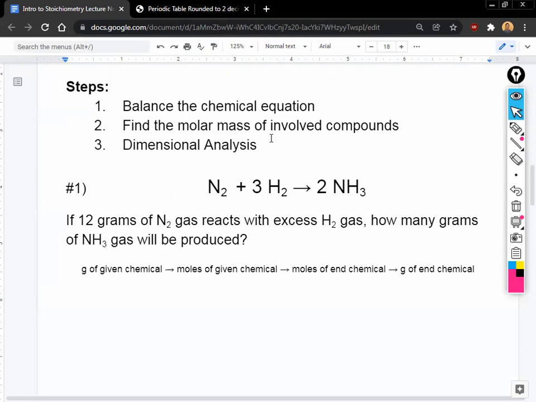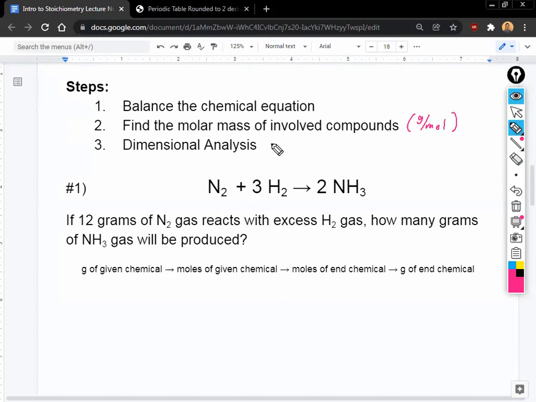Step 2, we want to find the molar mass of the involved compounds. Remember, the molar masses are the numbers from the periodic table where you look at the bottom of the box and you add them up. That's going to be in grams per mole, and that's how we find molar mass. This is what we learned last time.